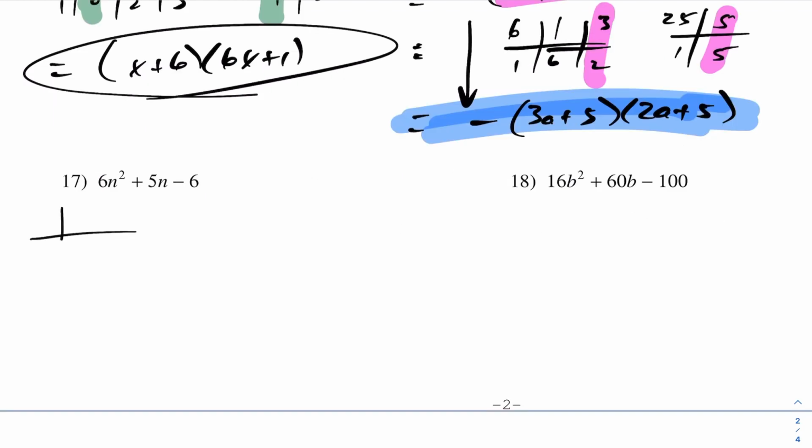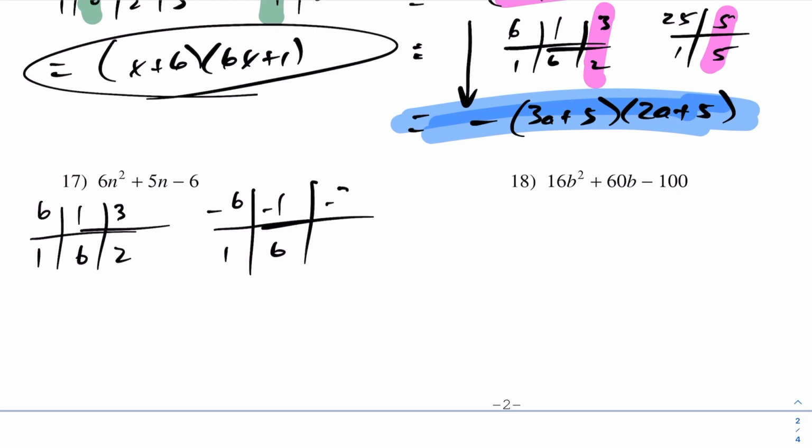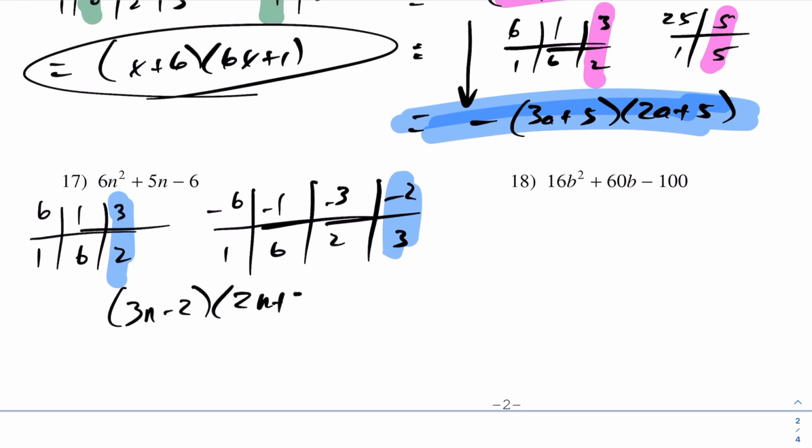I can go ahead and do the factors of 6, which are 6 and 1, 1 and 6, and then 3 times 2. And likewise, the factors for negative 6 are negative 6 and 1, negative 1 and 6, and negative 3 and 2, and negative 2 and 3. And I need to choose these such that the product of the diagonals, when I sum them up, I end up getting a 5 here. And you'll notice by taking these two, that works for us. And my answer here is 3n minus 2 times 2n plus 3.